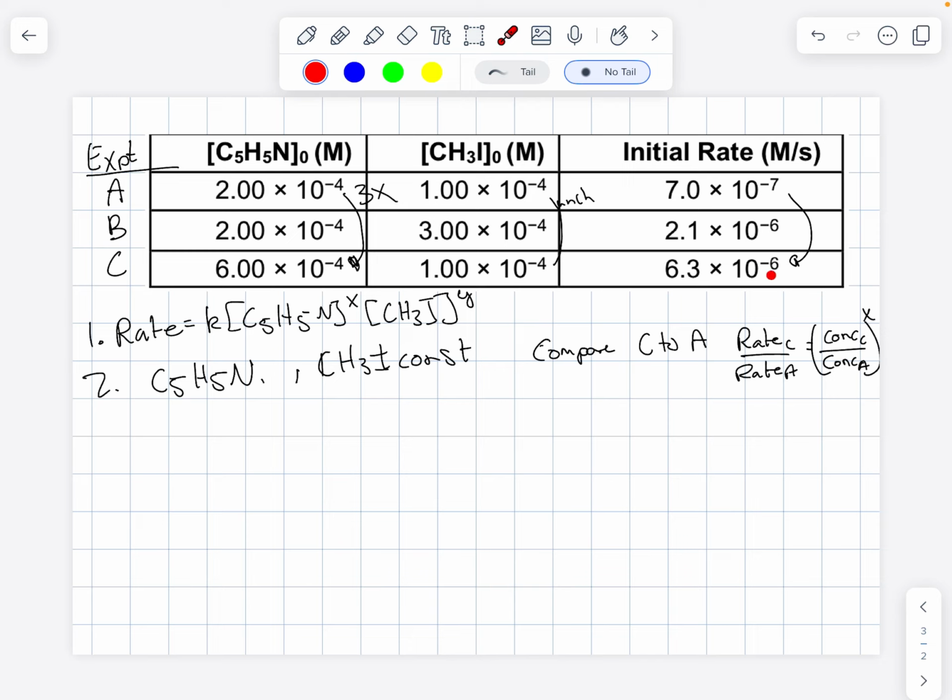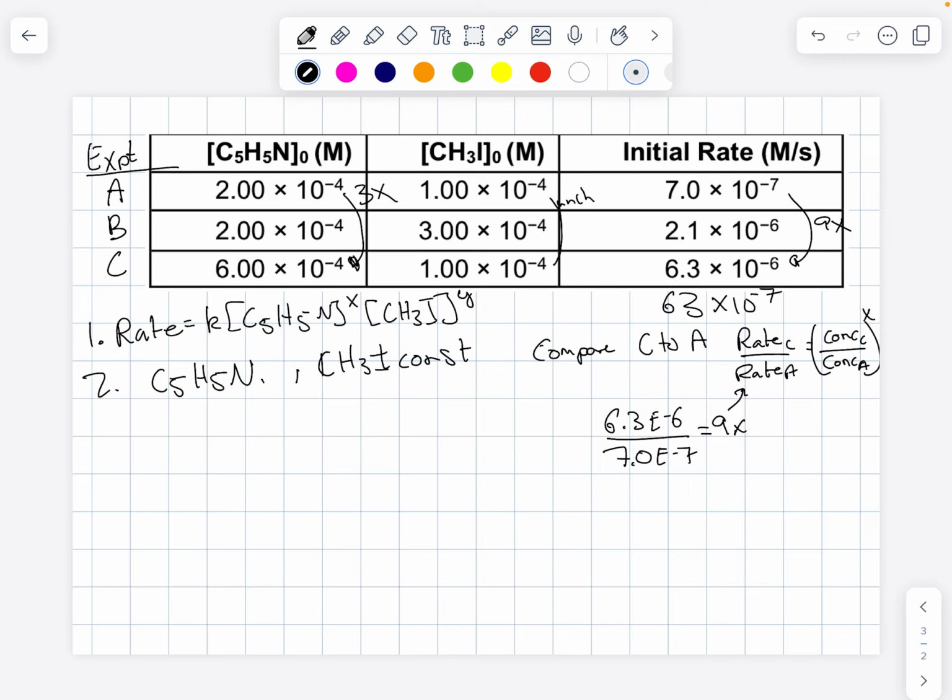It's just the exponents, you're right. This is 7 times 10 to the negative 7. 6.3 times 10 to the negative 6 is actually 63 times 10 to the negative 7. So 7 times what is 63? That is 7 times 9. This is, in fact, a perfect 9x increase. But again, you're free to just do the division: 6.3 e minus 6 over 7.0 e minus 7. Remember to use that capital E on your calculator so you don't need to add a bunch of extra parentheses. That would give you 9x is the factor in the rate, 3x is the factor in the concentration.